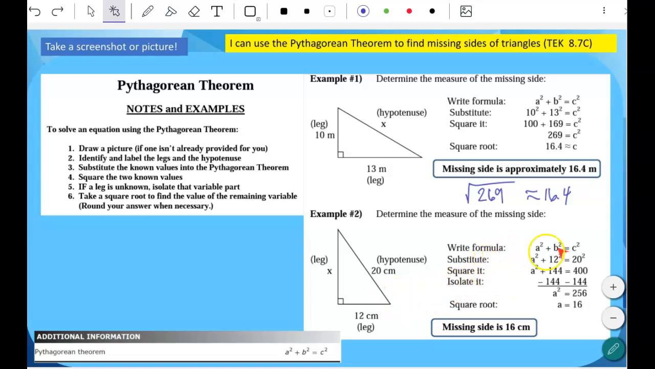Here's a second example. Write the formula, and this time we're missing one of the legs. All right, so they used this for a. We don't know what a is. We know what b is, and we know what c is. Square those values, and then solve. You have to isolate this variable, so you're going to subtract 144 from both sides, and you get a squared is equal to 256. So a is going to be 16 because you're going to do the square root of 256. Use your calculators.